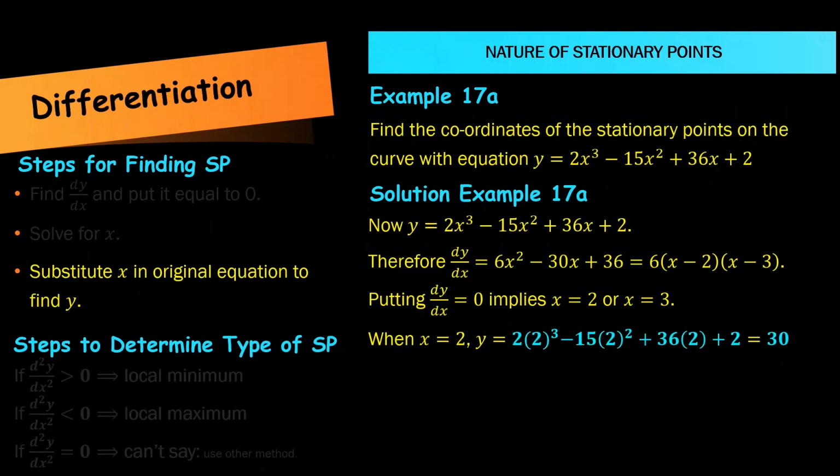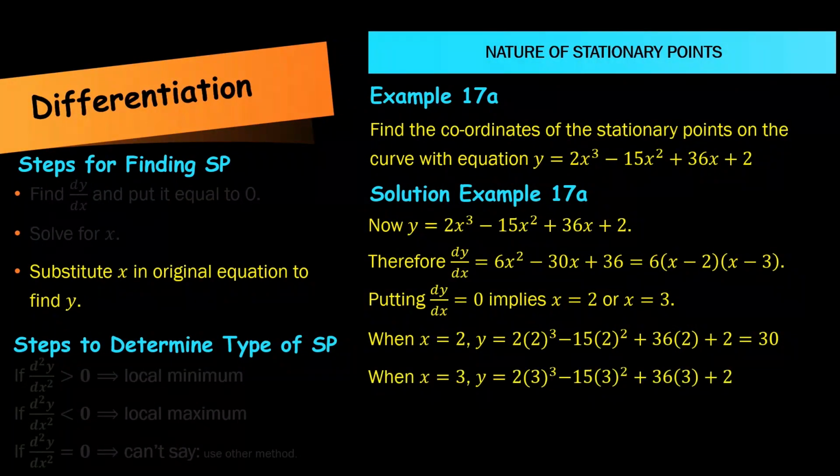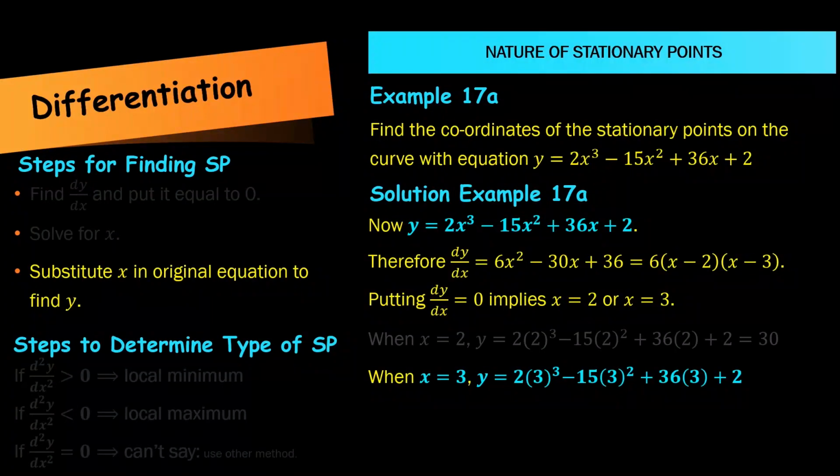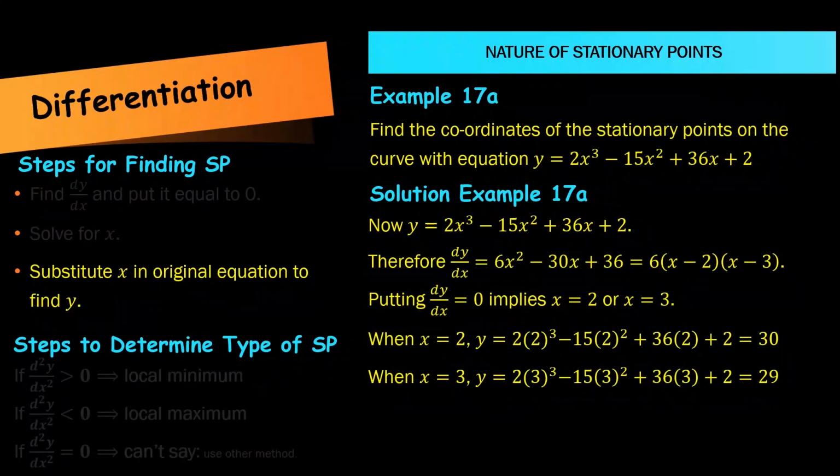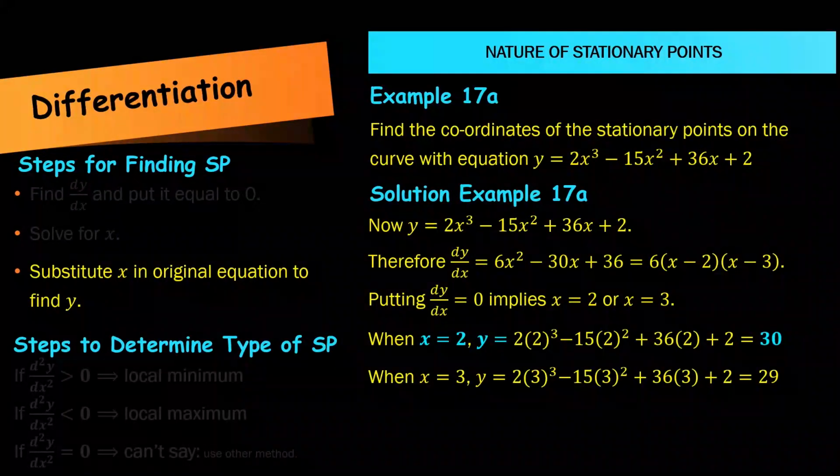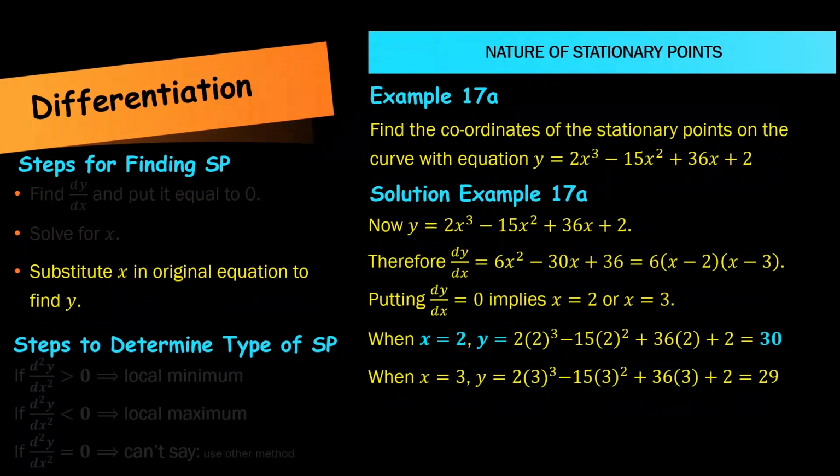Now when x equals 3, we plug in the value x equals 3 into the equation for y, as shown, to give us y equals 29. So when x equals 2, y equals 30, and when x equals 3, y equals 29. So the stationary points are (2, 30) and (3, 29).